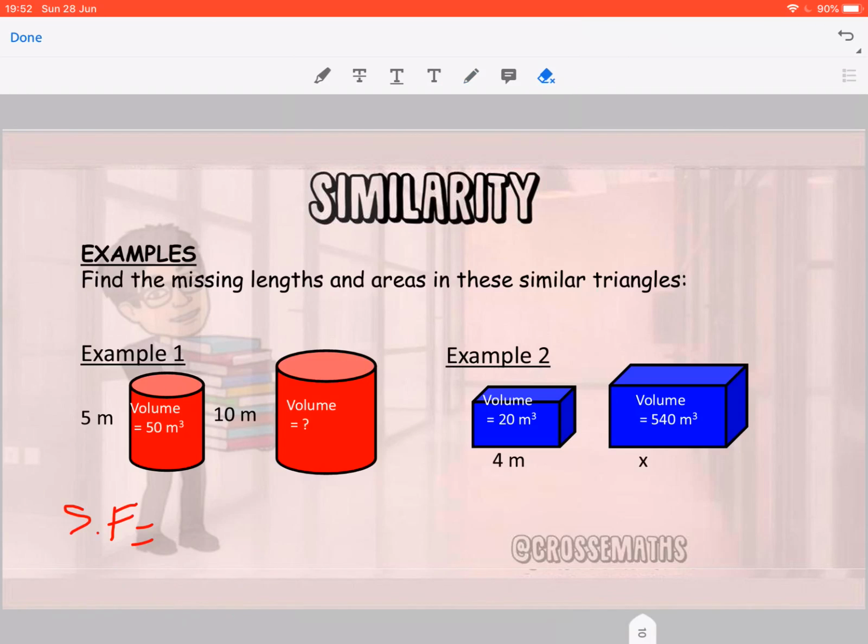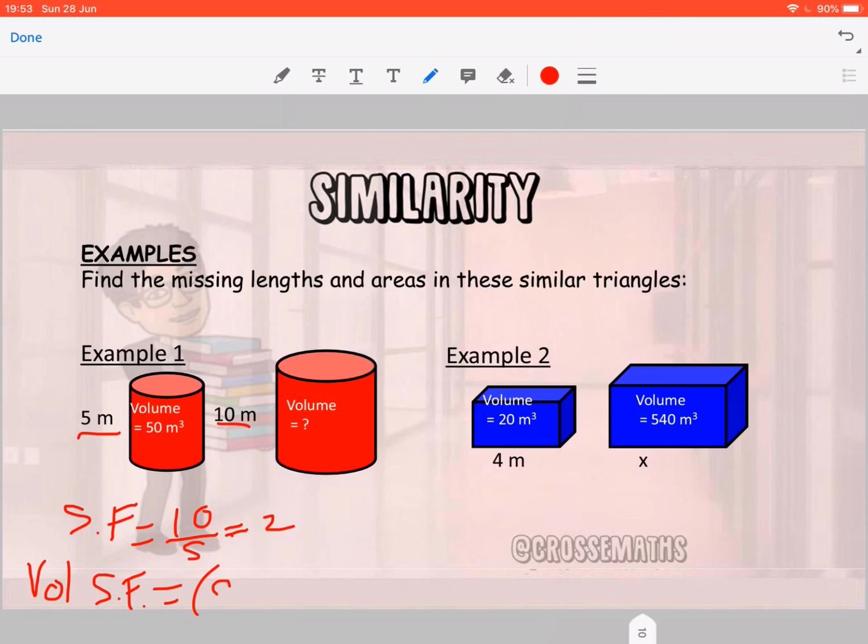Okay, so the scale factor we've got here, we've got to take the two corresponding sides and divide them by each other. I've got a 10 and a 5. 10 divided by 5 gives me a scale factor of 2. Now, remember what I said, pay attention to the units. If you want to find out your volume scale factor, it's different to area. If you look at the units for length and volume, this time volume is meters cubed. So my volume scale factor is my normal scale factor, this time cubed. So my scale factor is 2, so 2 cubed. My volume scale factor is 8.